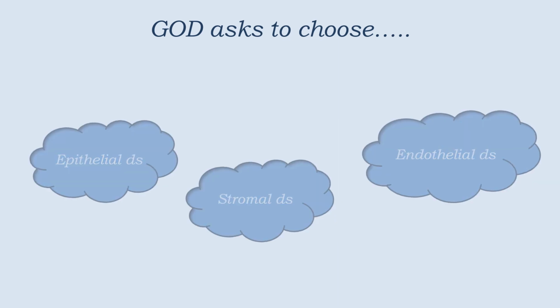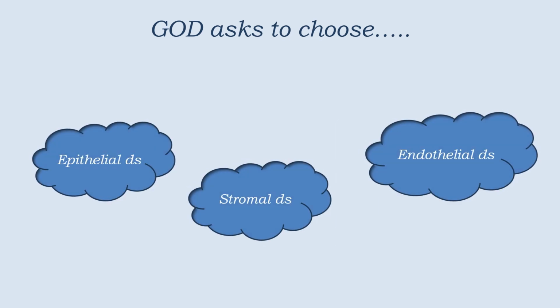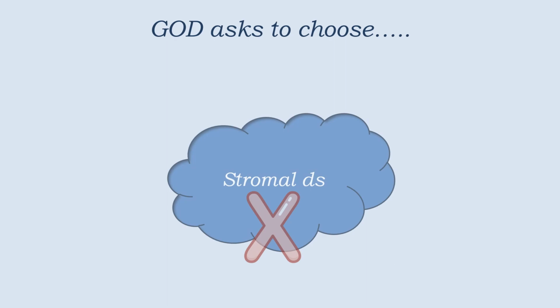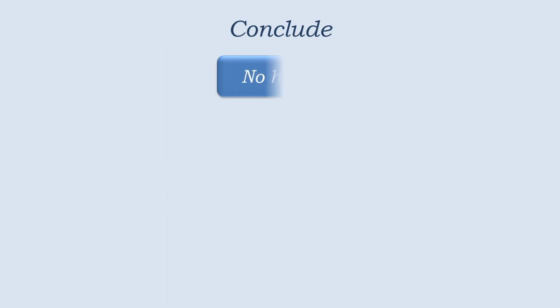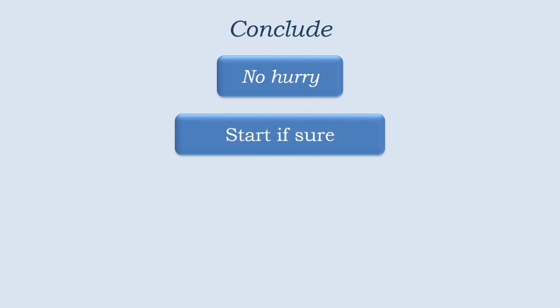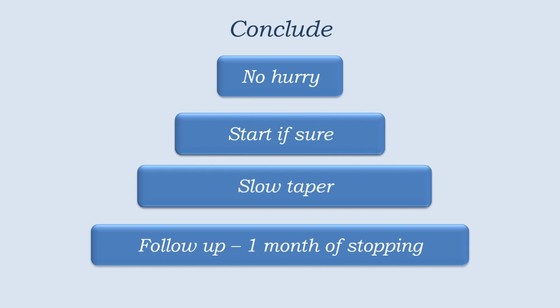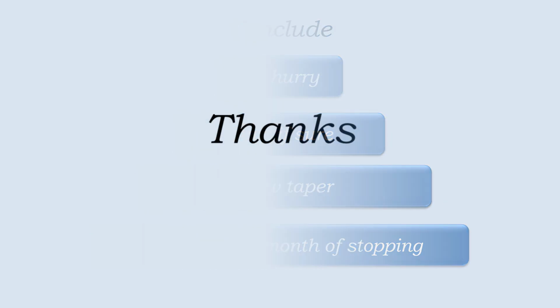By now, we have understood that if God forbid we are ever asked to choose any variant of HSK for us, epithelial disease should be first choice, second endothelial, but never stromal. So take home message is that there should be no rush to start steroids because we are putting a lifelong label on patient. Second important point is that always taper steroids very slowly. Third, most recurrences happen within few weeks of stopping steroids, so patient must be under follow up for at least 1 month on stopping steroids.